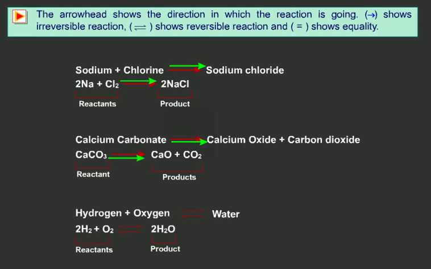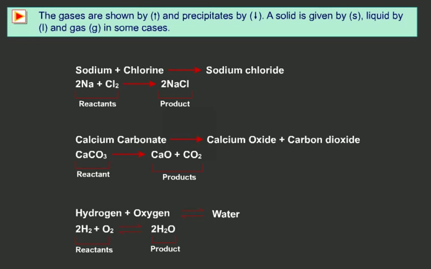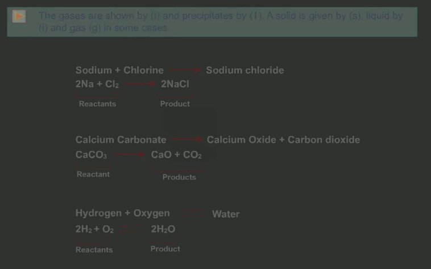The sign shows irreversible reaction, whereas this symbol shows reversible reaction, and this sign shows equality. The gases are shown by the symbol and precipitates by this symbol. A solid is given by the symbol S, liquid by L, and gas by G in some cases.